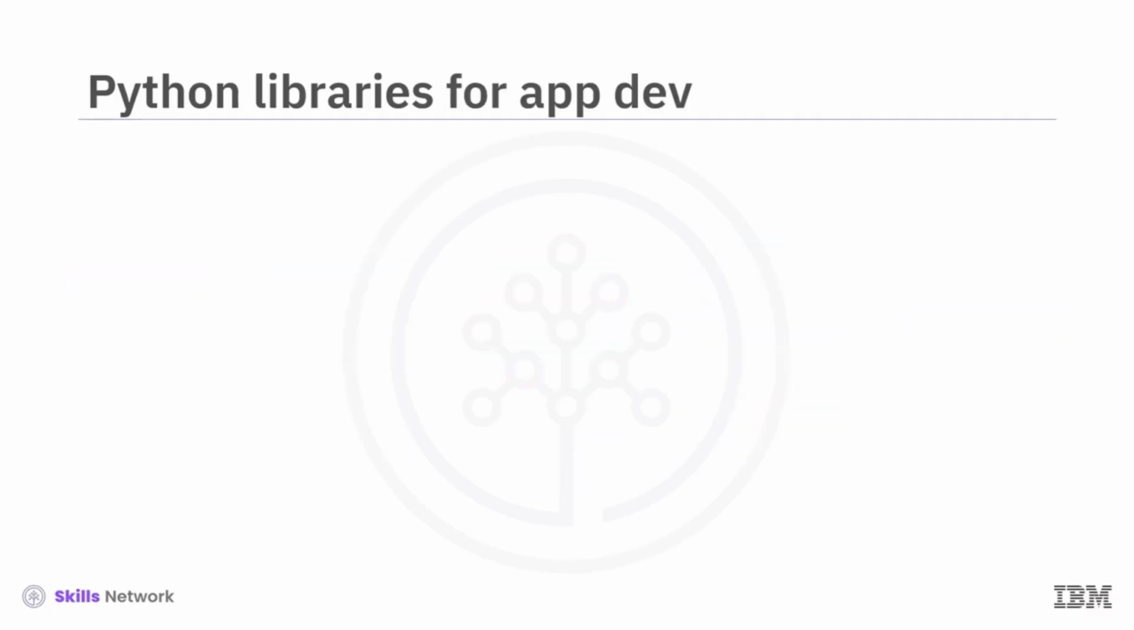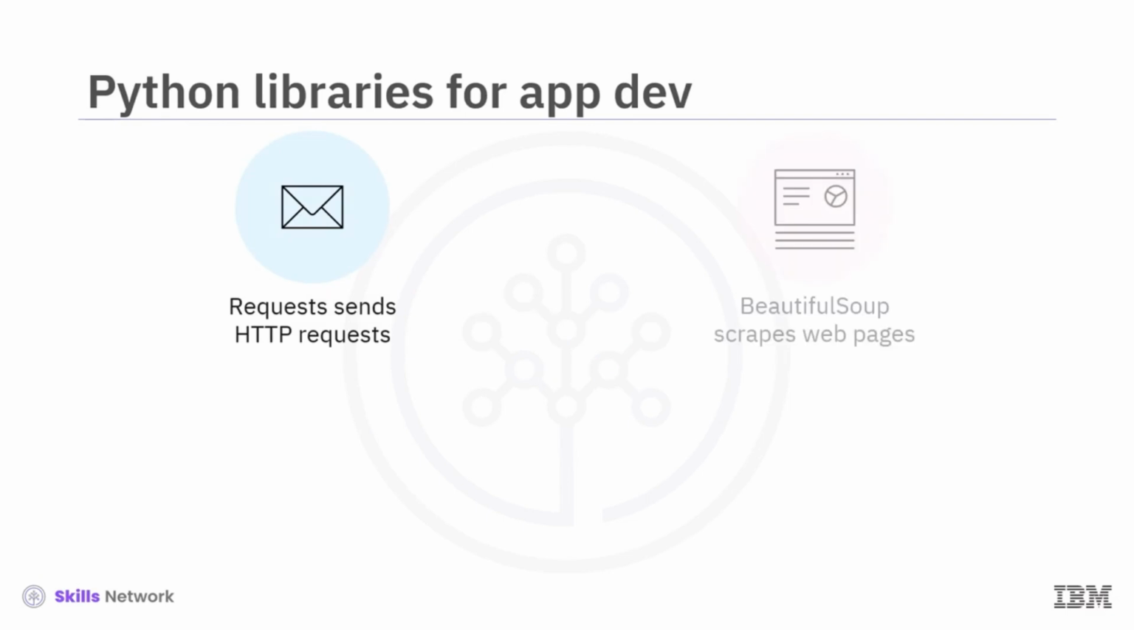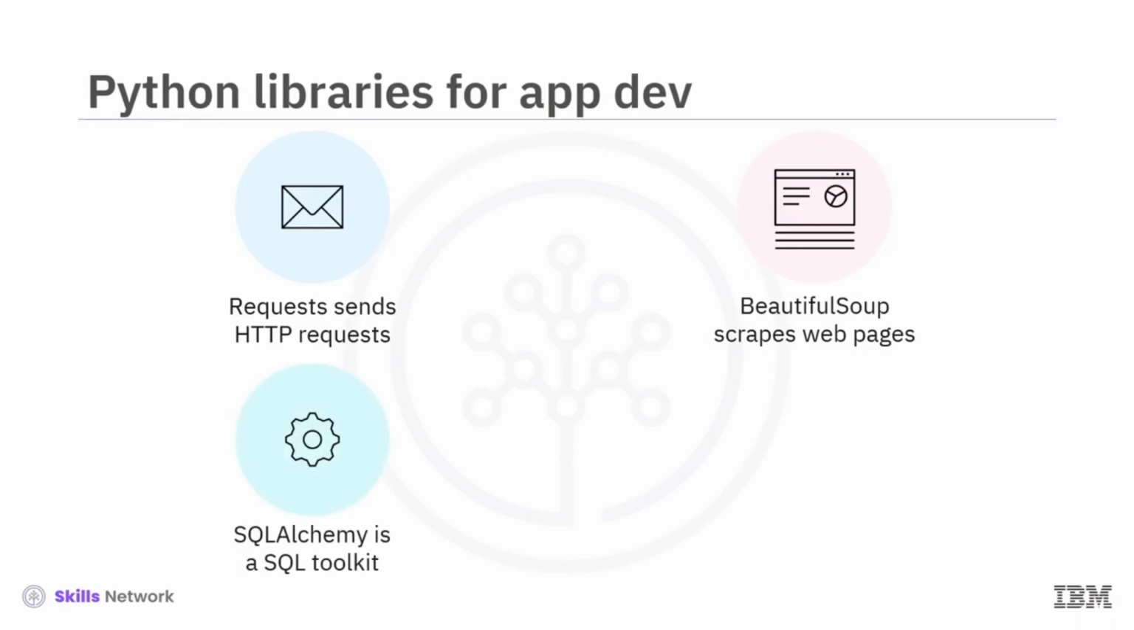For web application development, some Python libraries are essential. The requests library simplifies the process of sending HTTP requests. Beautiful Soup makes it easy to scrape information from web pages for iterating, searching, and modifying the parse tree. SQLAlchemy is an SQL toolkit and object relational mapping, or ORM, tool. It is a system that gives application developers the full power and flexibility of SQL. PyTest is a testing framework that allows users to create small, simple tests easily, yet scales to support complex functional testing for applications and libraries.